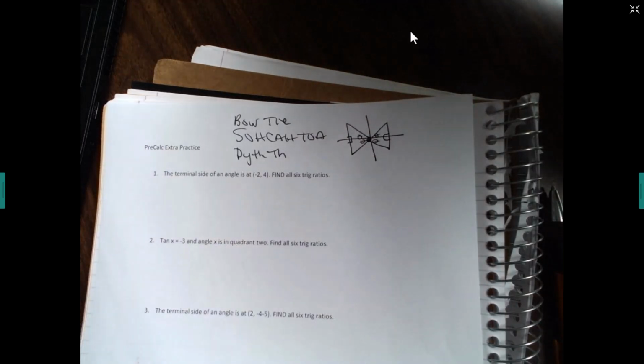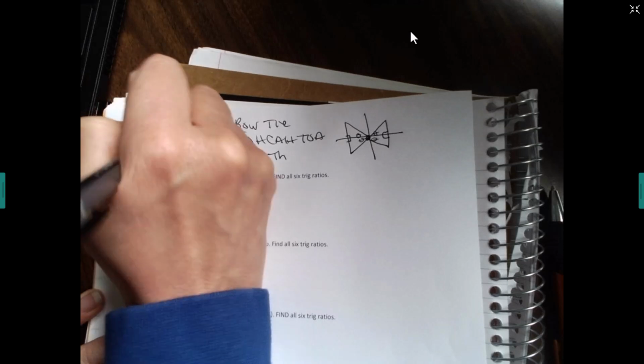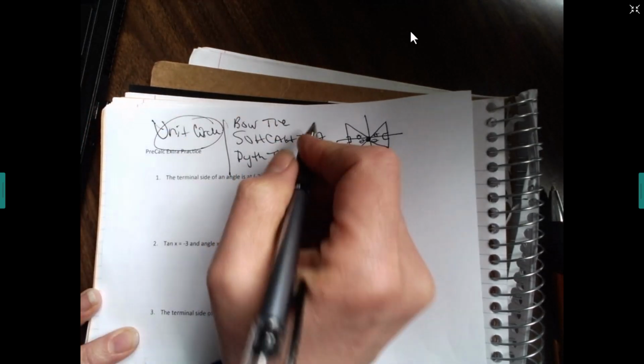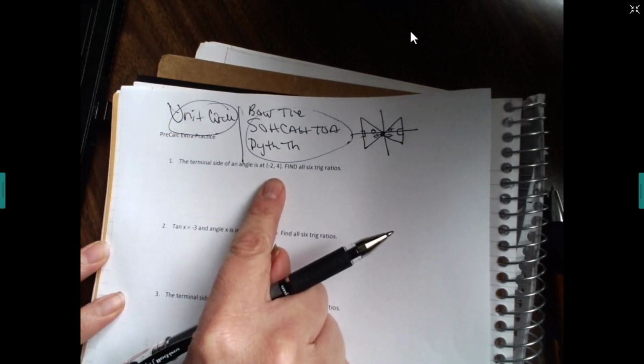And these all three go together. If it's not a bow tie, then it tends to be the unit circle, right? About 40% of the problems end up being this, 40% this, and the other 20% end up being other stuff in trig. All right, so let's look at this.